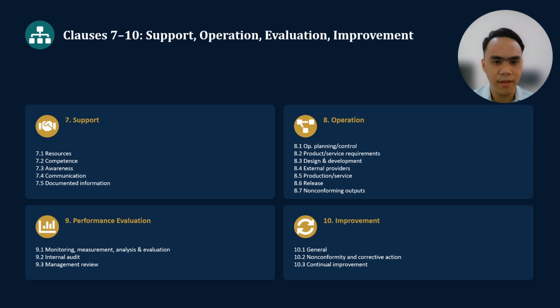Step back and notice the overall arc across the seven technical clauses. Context and leadership set the foundation. Planning defines the direction. Support and operation actually execute the work. Performance evaluation checks how it is going. And improvement closes the loop by fixing what's broken and continuing to get better. So essentially, it is a plan, do, check, act cycle expressed in a formal standard.